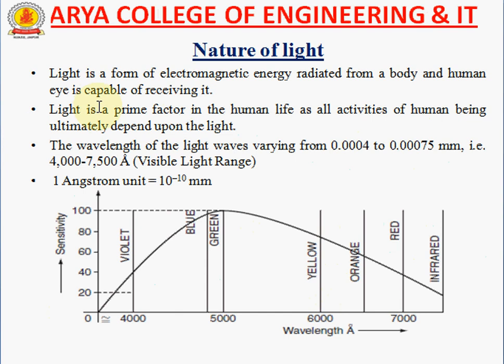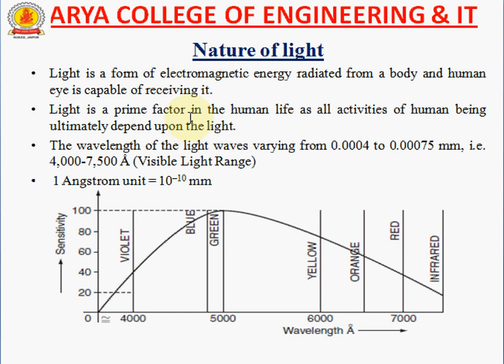Now we will discuss the nature of light. Light is generally a form of electromagnetic energy radiated from a body, which the human eye is capable of receiving. Light is a prime factor of human life, as all activities of human beings ultimately depend upon light.